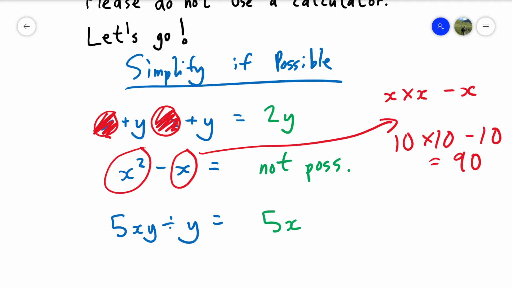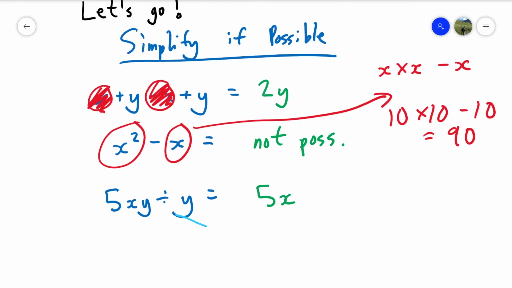Let's change colour as we move on to the next one. This one here is, well, for me, I'm not a big fan of that divide sign. In the majority of cases, I like to turn it into a fraction, and then I find it much easier to go, oh look, they cancel. So the answer is 5x.